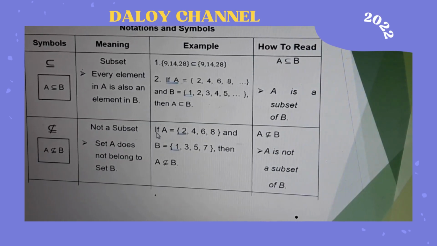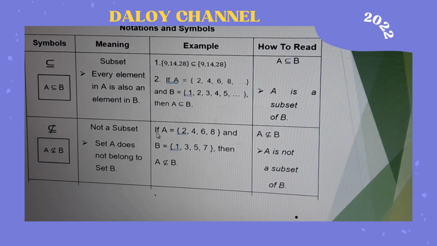Next, the notations and symbols. So, continue. Bold capital letter C with a dash below means it is the symbol of a subset, where every element in A is also an element in B.